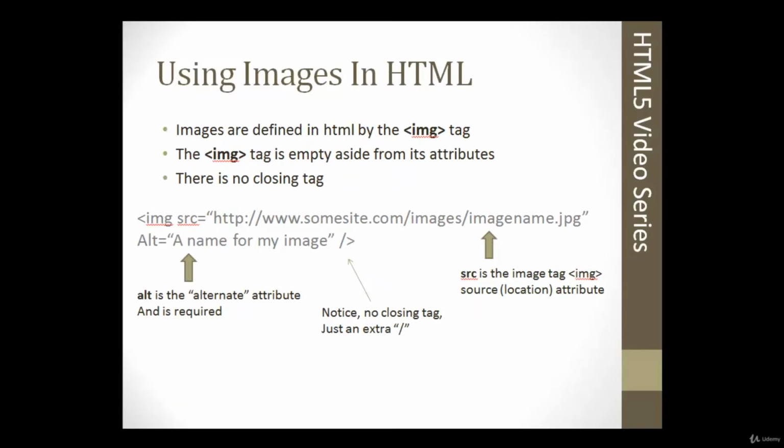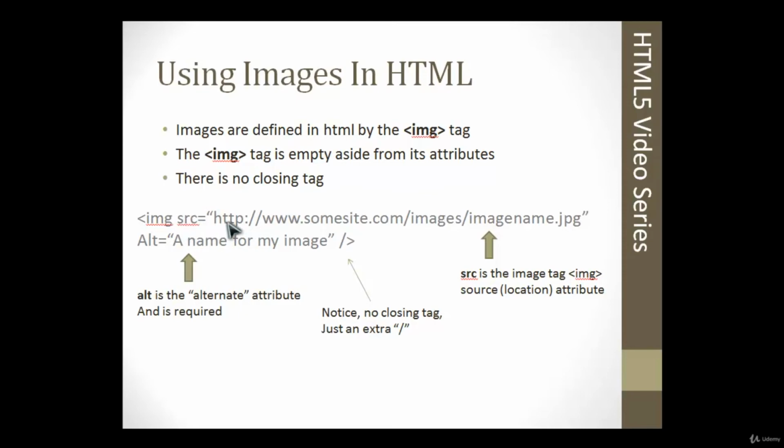So images on an HTML page are defined by the image tag, the img tag. And as we talked about in the last slide, the image tag is empty aside from its attributes. There's no content in between and there's no ending tag. It's strictly just the img with the attributes. And the most important attribute which is needed is the source attribute, which is abbreviated src.